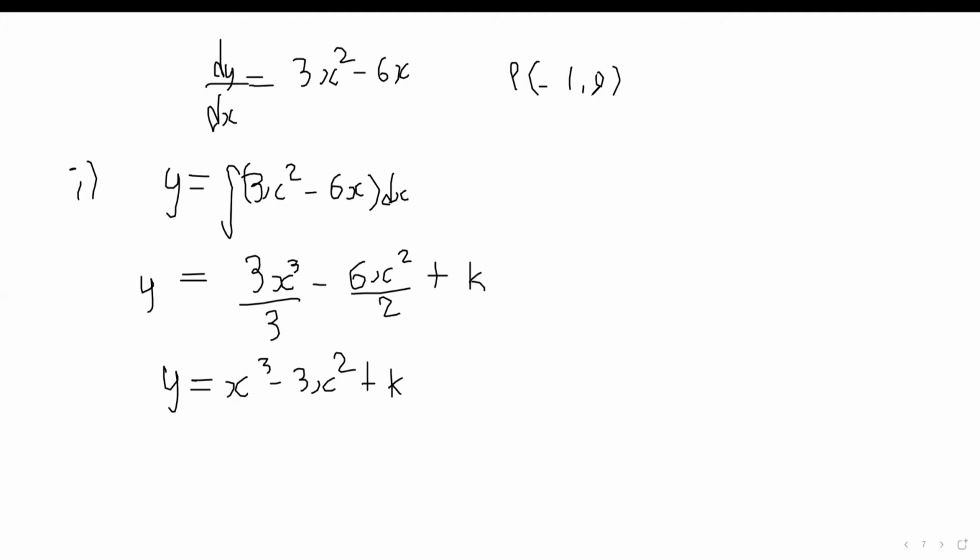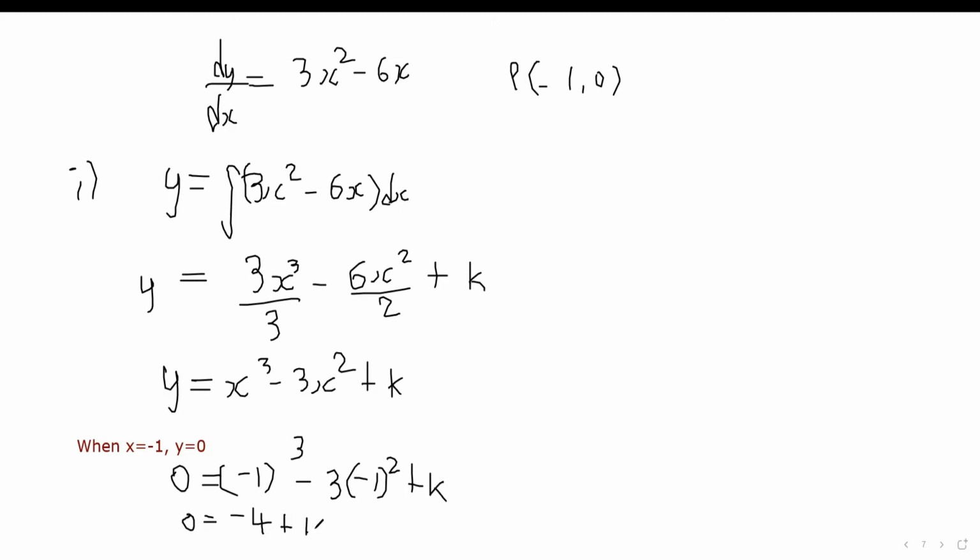they gave us that minus 1, 0 is a point on the curve. So that means when x equals negative 1, we know that y equals 0. That will allow us to find our constant k. So we set 0 equal to minus 1 cubed, minus 3 times minus 1 squared, plus k. Minus 1 cubed is negative 1, and minus 3 times minus 1 squared is negative 3. So 0 is equal to 1 minus 3, that's minus 4, plus k. That implies k equals 4.